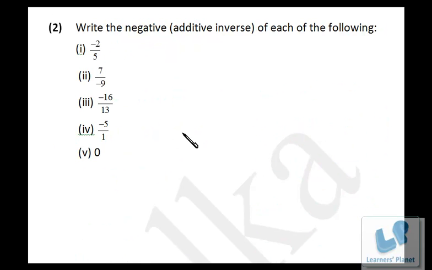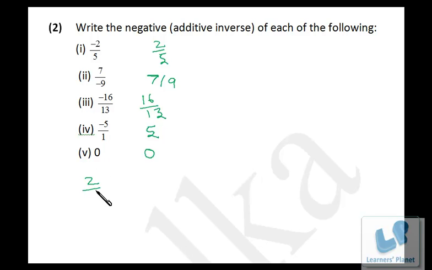Now here we have to write the negative of each of the following, that is additive inverse. Now I have already told you, if it's a negative sign over there, then additive inverse will be positive, right? So minus 2 by 5 plus 2 by 5 will be 0. And minus is there in the denominator or numerator, it doesn't matter, right? Okay, it will give you the same value. So it's 7 by minus 9, so the additive inverse will be only 7 by 9. Okay, here minus 16 by 13, so the additive inverse will be 16 by 13. Here it's minus 5, so the additive inverse will be 5. Additive inverse of 0 will be 0.